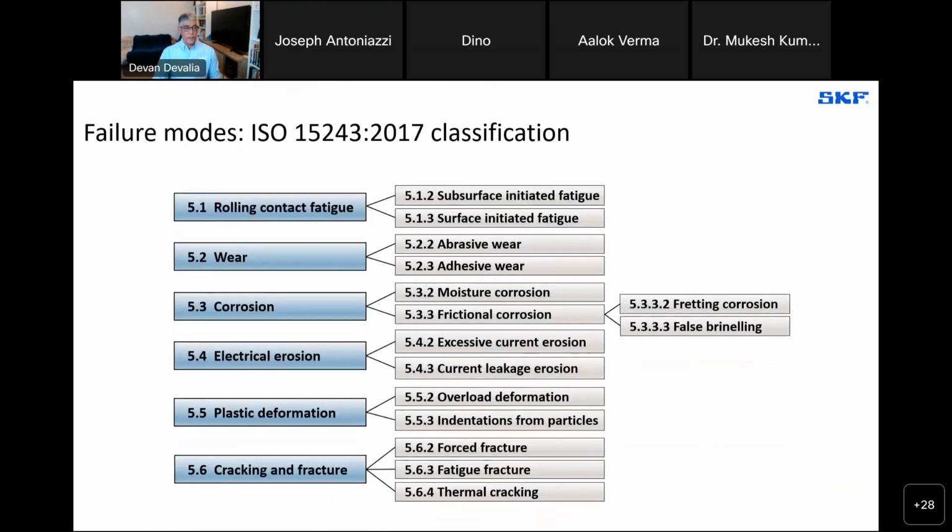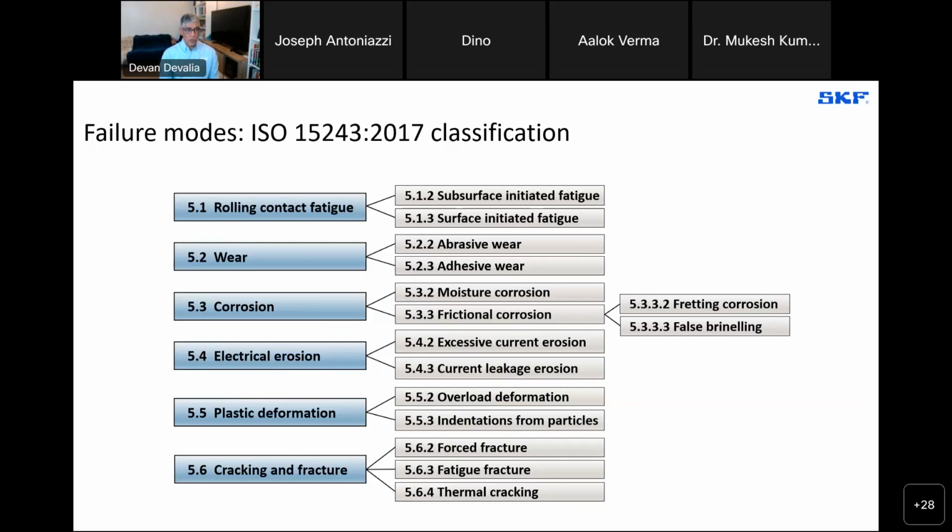Now, as far as the failure modes themselves, just to note that SKF, when we do perform bearing failure analyses, we actually use these classification, proper terminology as part of our language in the reports we generate. But this is the overview, and it is made up of 6 main modes with sub-modes underneath those modes. And altogether, there's roughly 14. There's 14 failure modes in total.